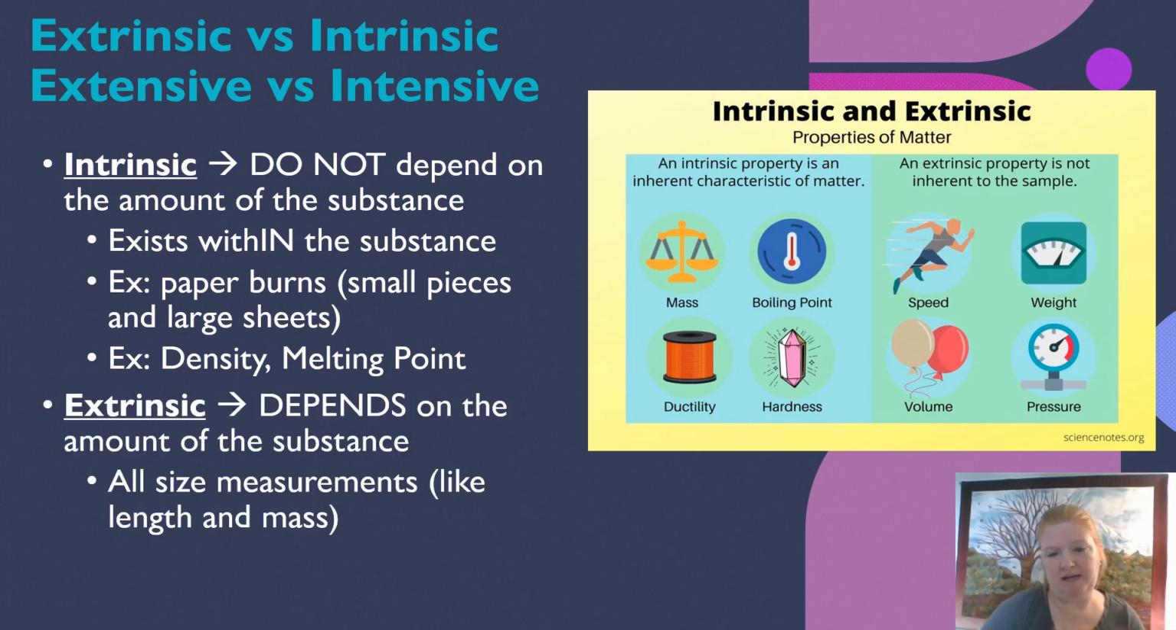Extrinsic, on the other hand, depends on the amount of the substance that you have. And typically this refers to size measurements. So length, well, the length is going to be different. Do you have a big piece or a small piece? Mass is going to be different. Is it large or small? Okay, so intrinsic, it's just a property of that substance. Extrinsic, it's a property of that amount of a substance. So it depends on the amount.